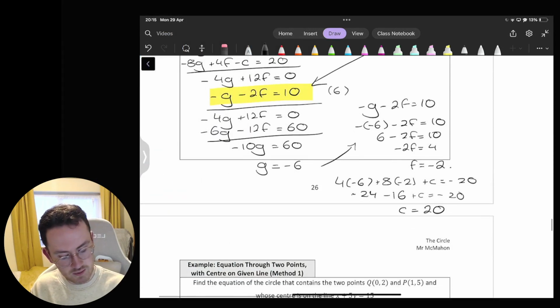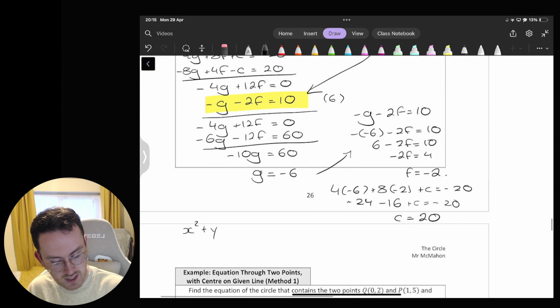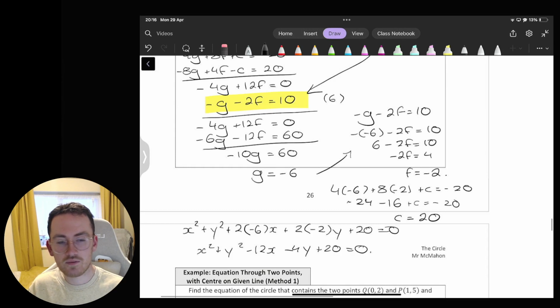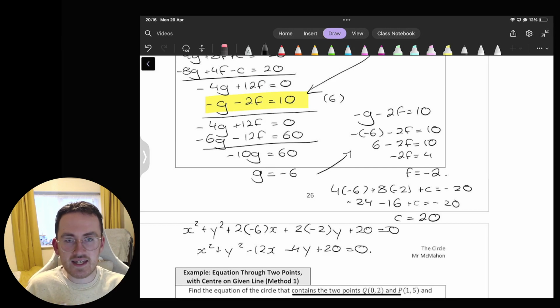So substituting all of that back into my equation of the circle, I get x squared plus y squared plus 2 times minus 6x plus 2 times minus 2y plus 20 equals 0. So I get x squared plus y squared minus 12x minus 4y plus 20 equals 0, as my overall equation of the circle. Same equation, as I said from before, if we multiplied out that shorter format as well, we would get the same equation for both cases. So that's our second case of finding the equation of the circle, this time given the centre, a line on which the centre lies, or a tangent line, and another point on the circle.